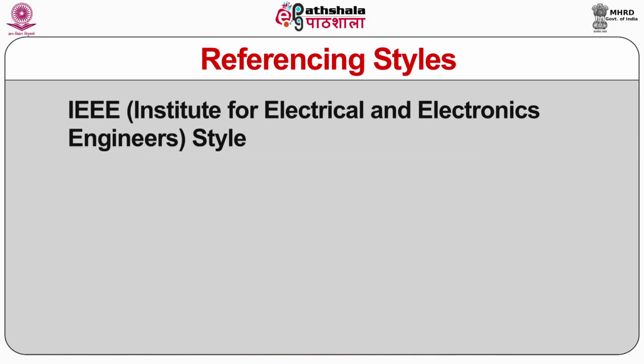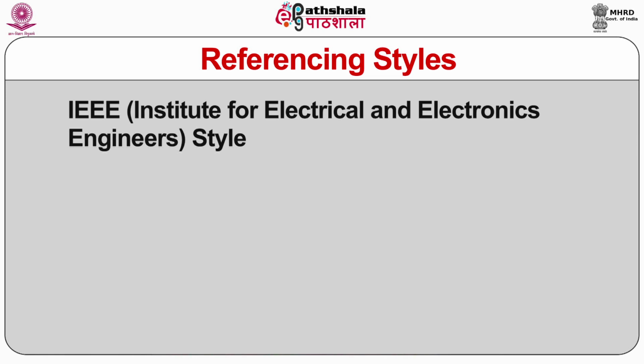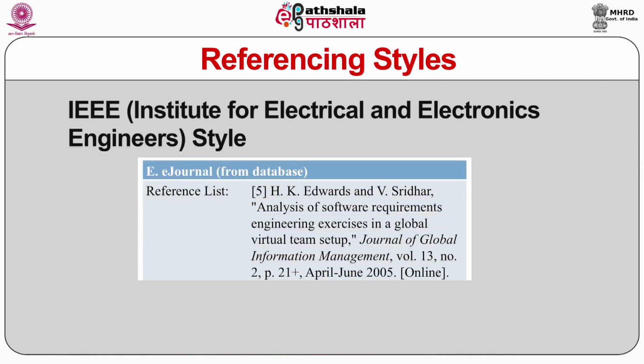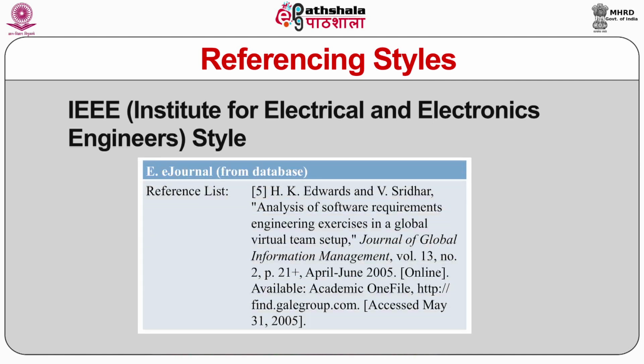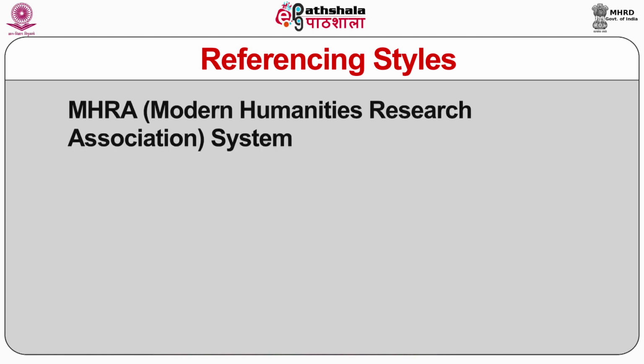In case you are referring to a journal article, the name of the authors, the title of the article, then the journal in italics, give its volume, the edition, page number, and the month and year of publication. In case it is a conference paper, the name of the authors, the title, where it has been published, followed by the page numbers. The last system mentioned over here is the MHRA system, that stands for Modern Humanities Research Association.